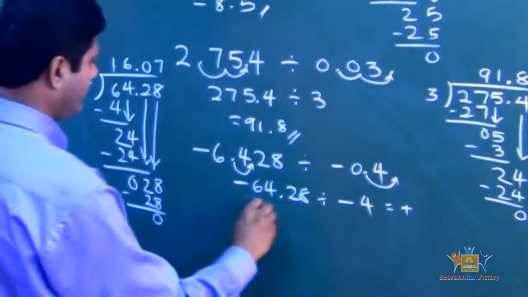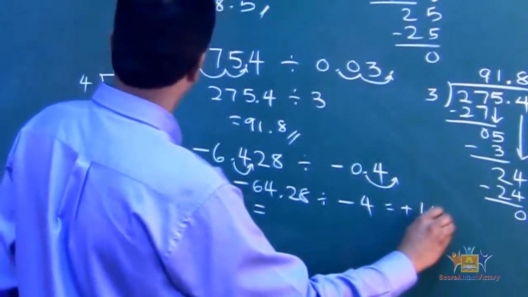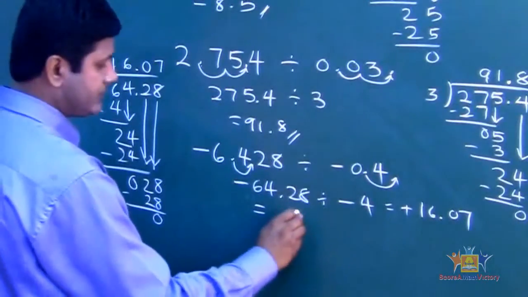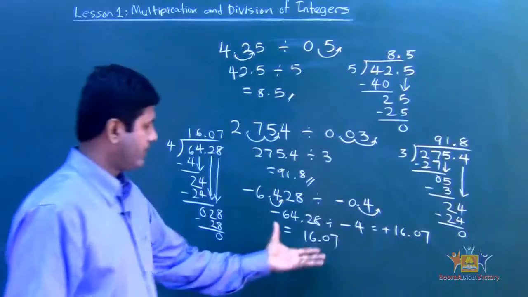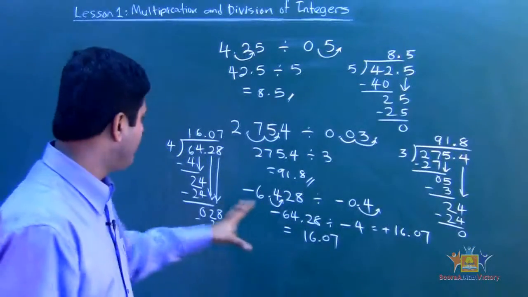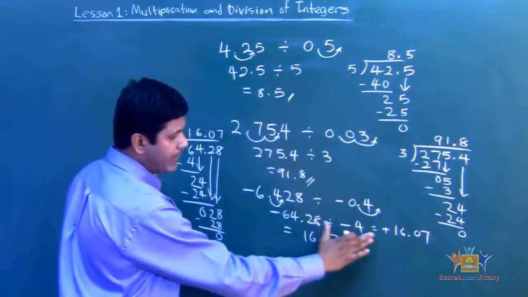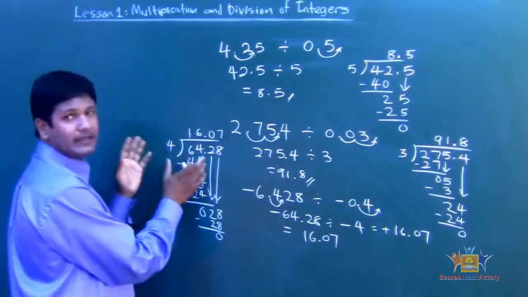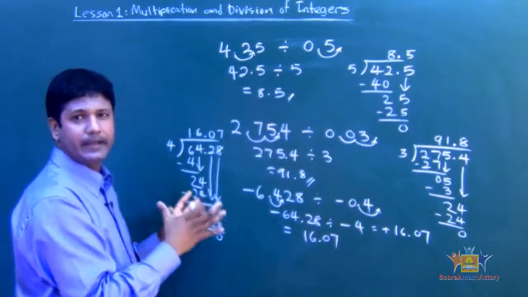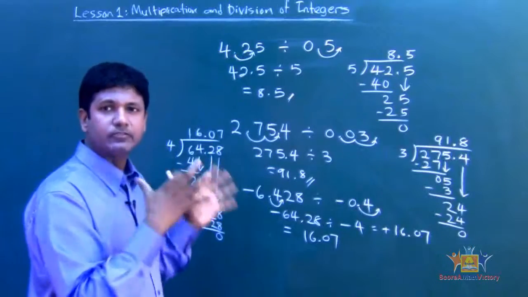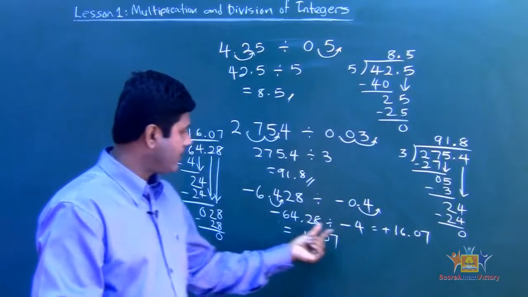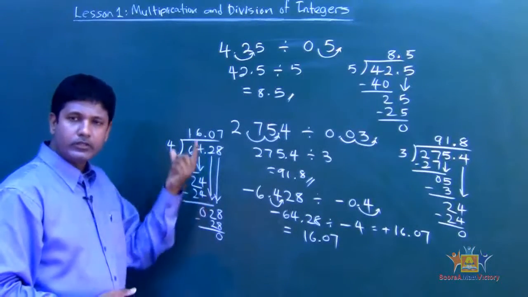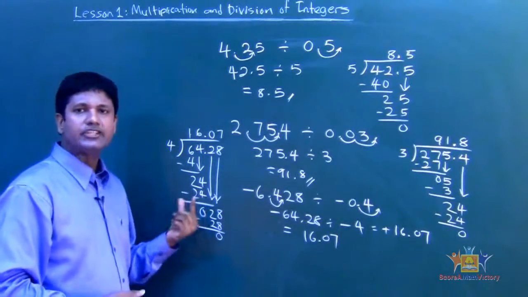So the answer is 16.07. And you don't have to show the plus, just put 16.07 right there. Alright? Very important, okay? Say negative divided by negative, positive. So that way you don't have to put this negative and all that in there. It looks very complicated. We want to make the problem as easy as possible. That's why ahead of time, negative divided by negative is positive.